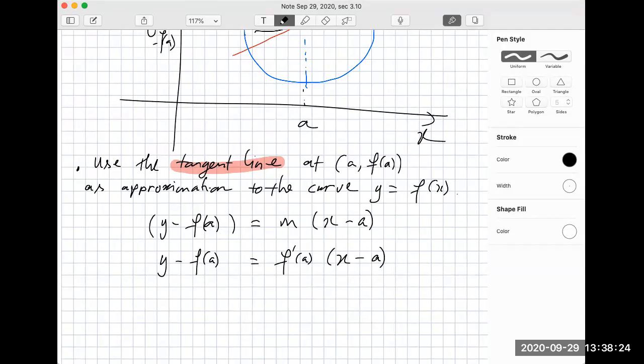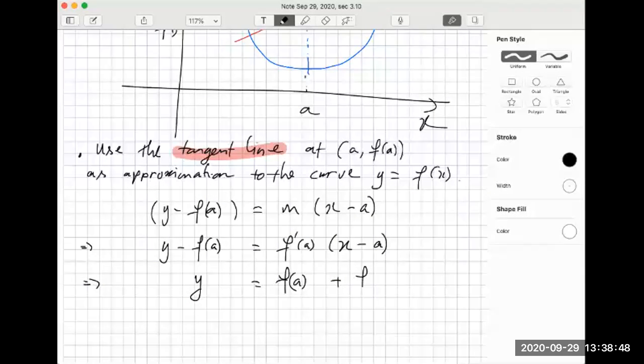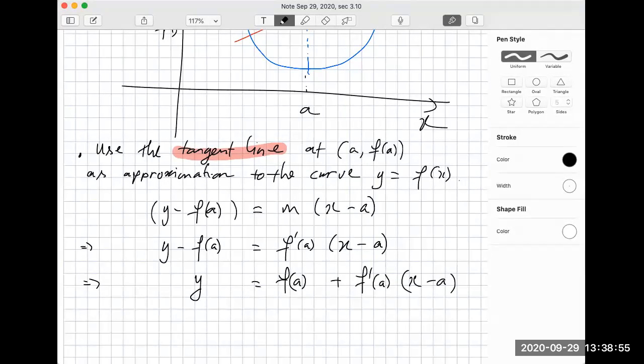So now let us isolate y. How can we do this? How can we isolate y from this equation? Yes, we add both sides by f(a), right? So the right-hand side, we just rewrite it. Very good. Thank you, Andre.